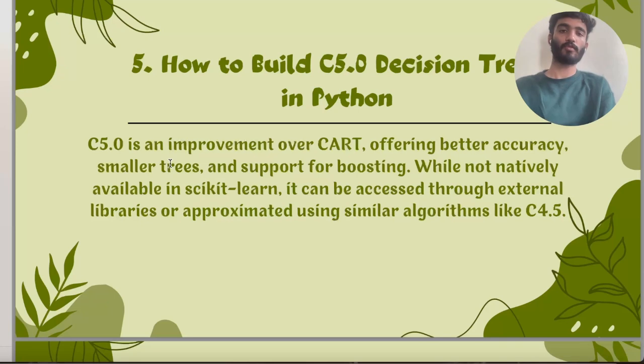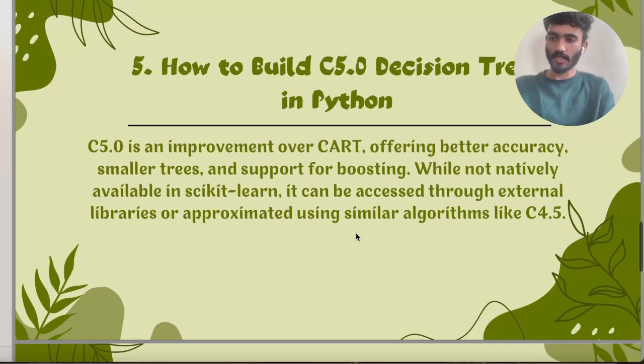C5.0 is an improvement over CART, offering better accuracy, smaller trees, and support for boosting. While not natively available in scikit-learn, it can be accessed through external libraries or approximated using a similar algorithm like C4.5. C5.0 is a more advanced version of CART, providing smaller and more efficient decision trees. While native libraries for C5.0 are limited, the approach can be implemented through approximation or external tools.